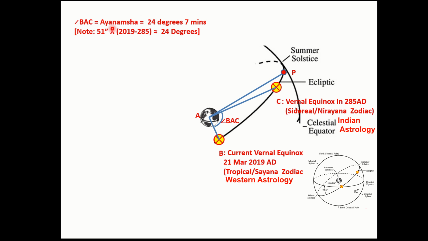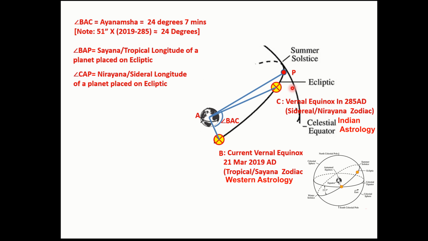So you have an average rate of 51 seconds. It's not the actual rate, but it's an average rate. And if you multiply it by the difference of 2019, the year now, and 285 AD, it's roughly around 24 degrees. And so angle BAP is the Sayana or the tropical longitude of a planet placed on the ecliptic that has been used in the Western astrology. And angle CAP is the Nirayana or the sidereal longitude of a planet placed on the ecliptic. This is used in the Indian astrology system.